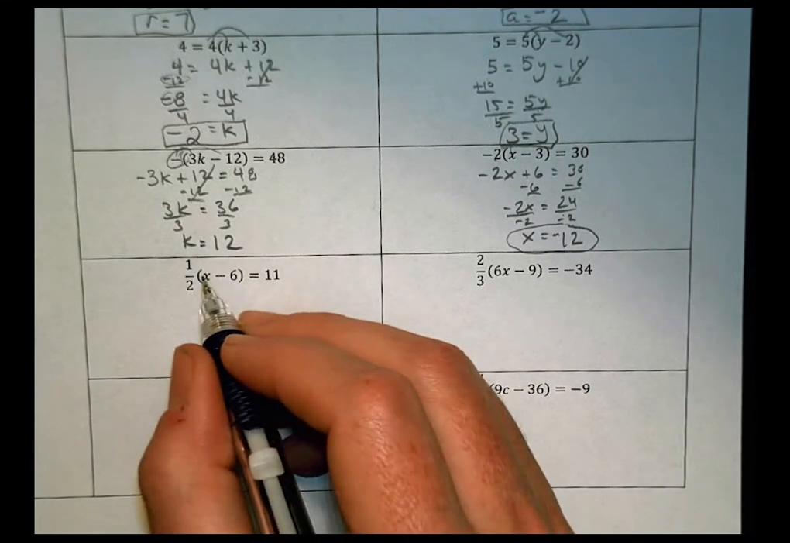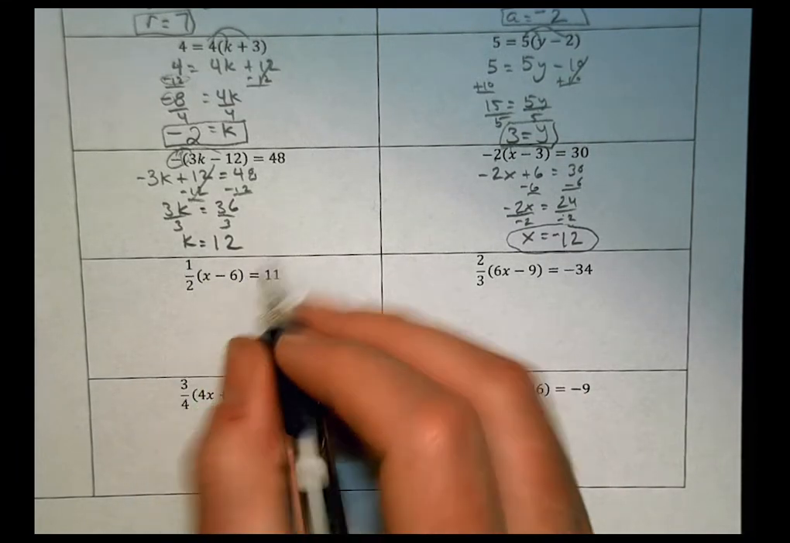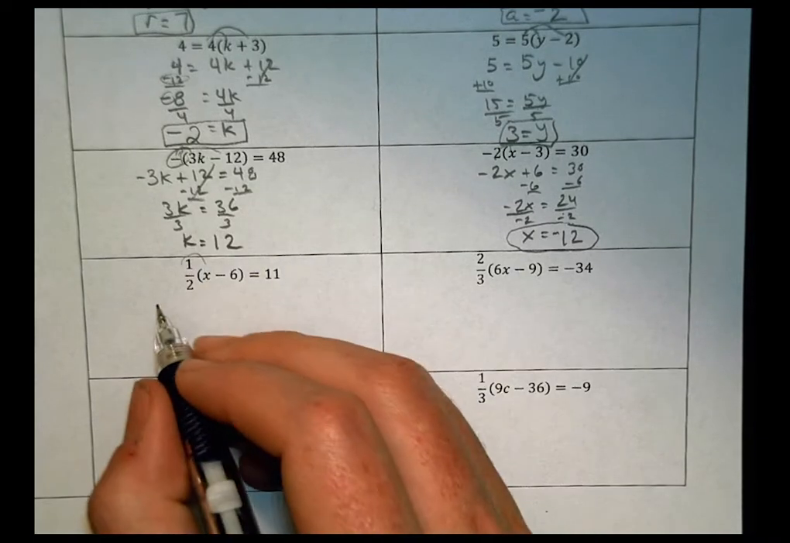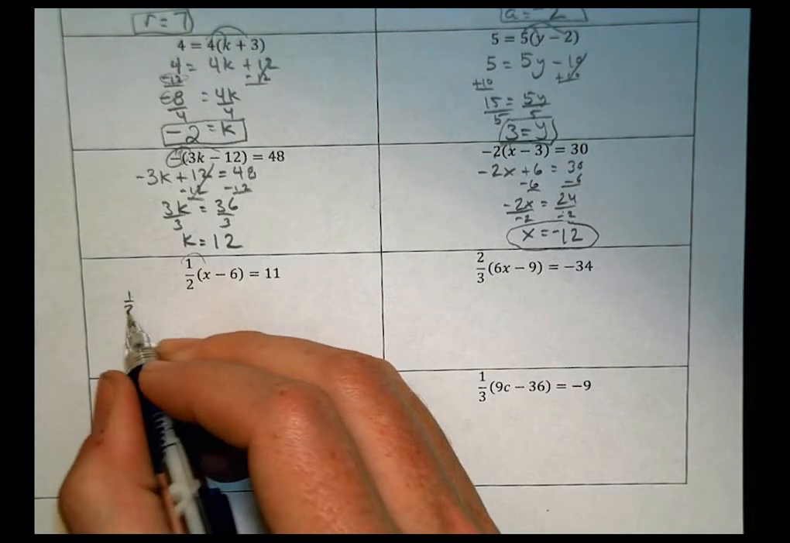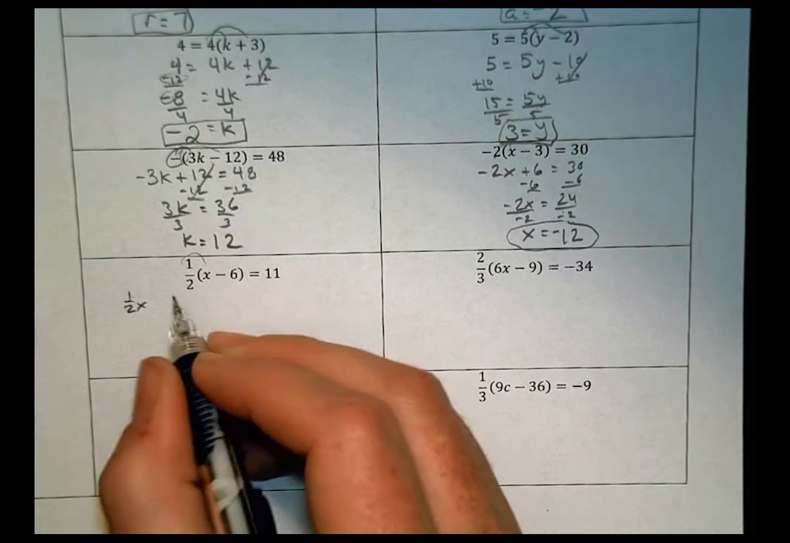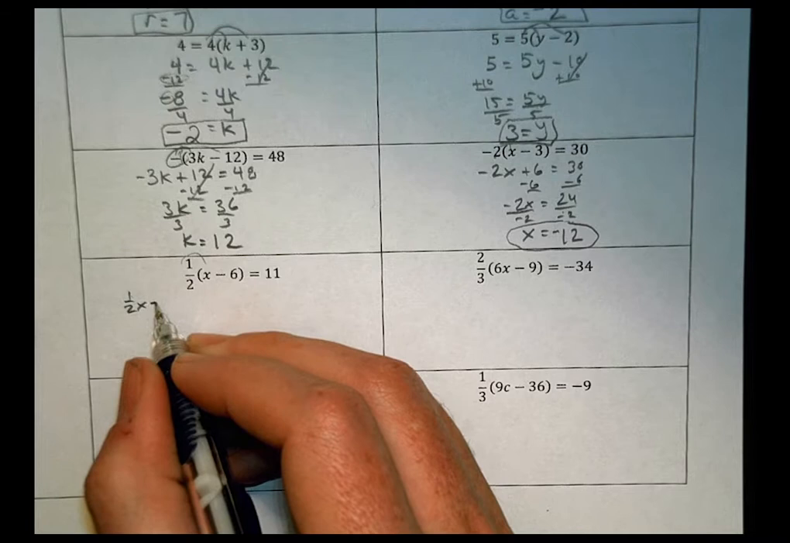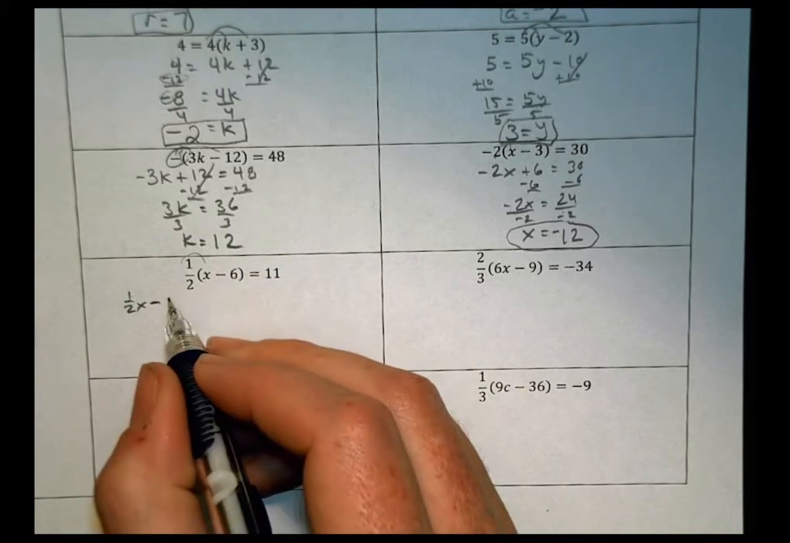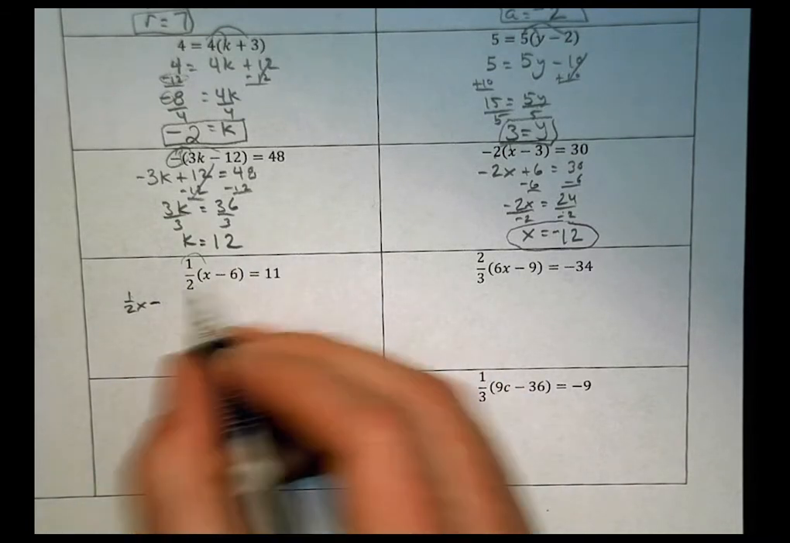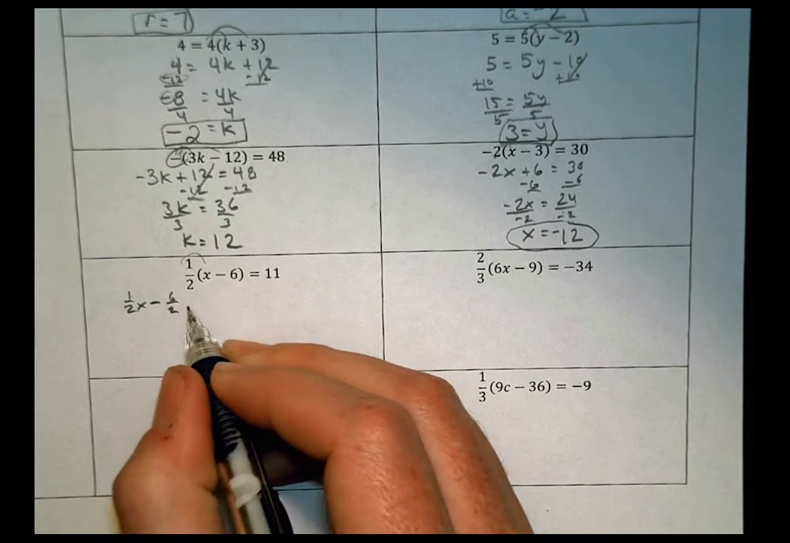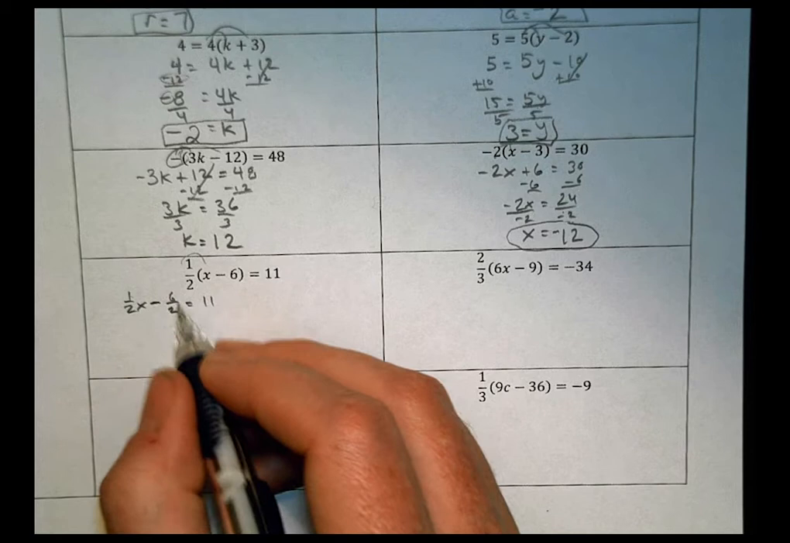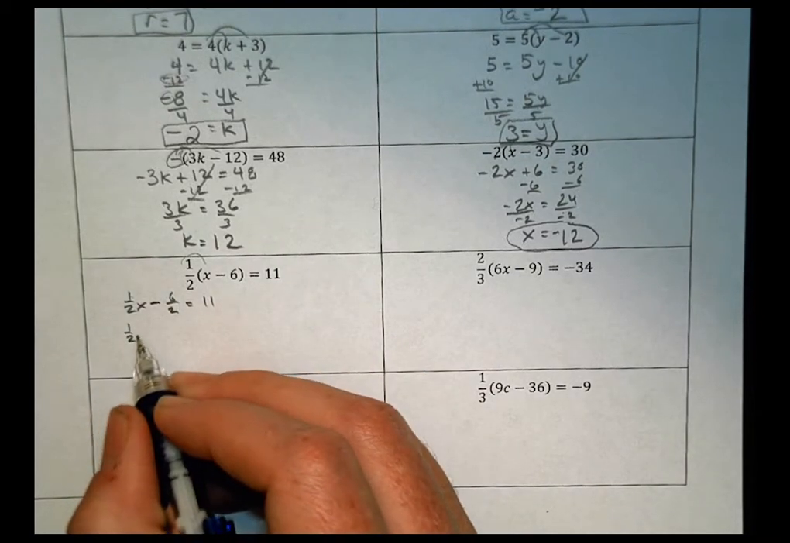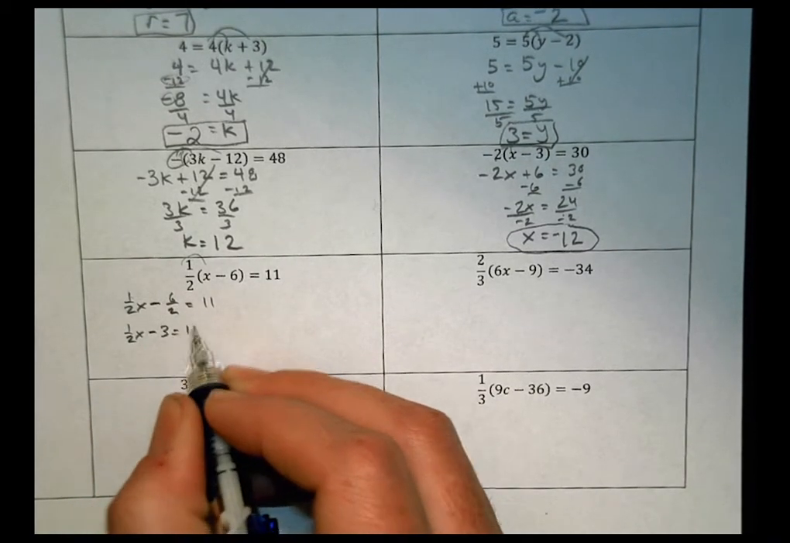Okay, here we have half times x minus 6. So we distribute. That's what they want you to do here. So we would do 1/2 x, and 1/2 times negative 6 is going to be 6 over 2 equals 11. Now 6 over 2 is actually reduced down to 3. So I have 1/2 x minus 3 equals 11.